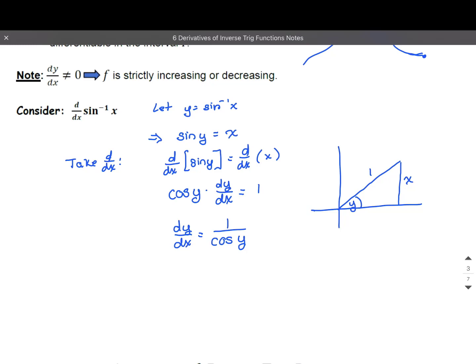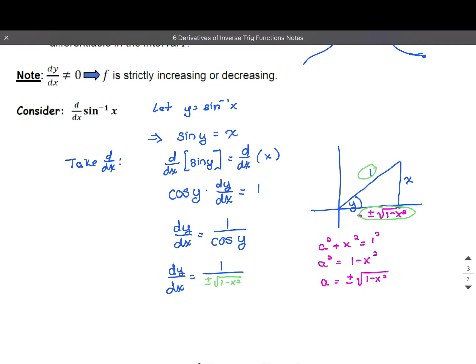Now what's this missing side here? Well, let's see. We've got, let's call this a, a squared plus x squared equals 1 squared. So a squared equals 1 minus x squared. So a is plus or minus, depending on which quadrant we're in, the square root of 1 minus x squared. Okay? So that's this side, plus or minus the square root of 1 minus x squared. Now, if we want the cosine of y, so dy/dx equals 1 over, cosine is adjacent, which is this piece, over 1, so it's just that piece.